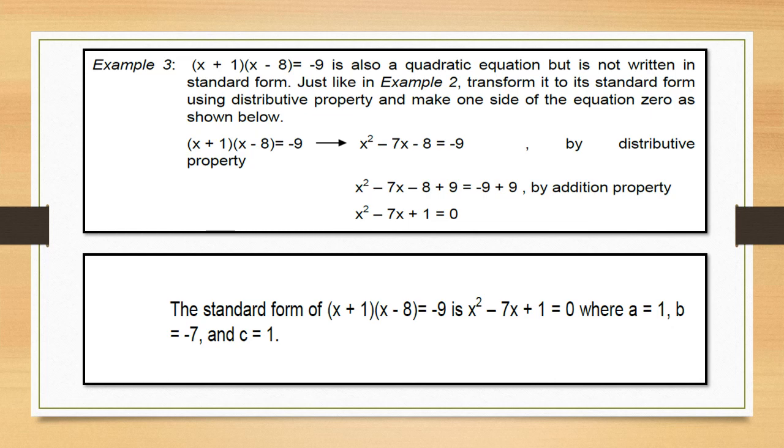So therefore, the standard form of the quantity x plus 1 times the quantity x minus 8 is equal to negative 9 is x squared minus 7x plus 1 is equal to 0, where a is equal to 1, b is equal to negative 7, and c is equal to 1.